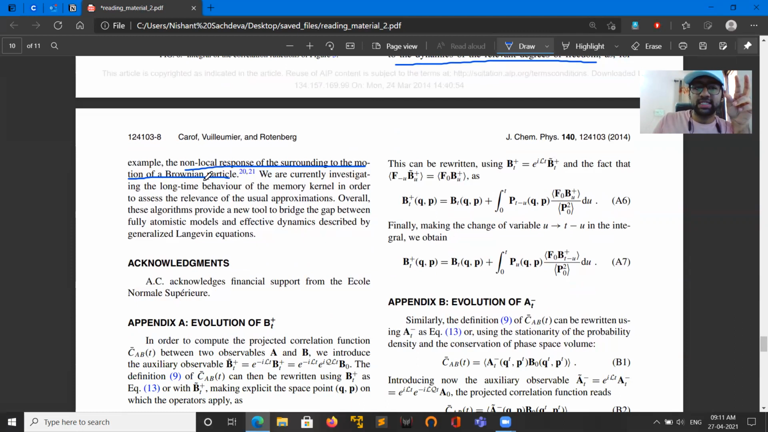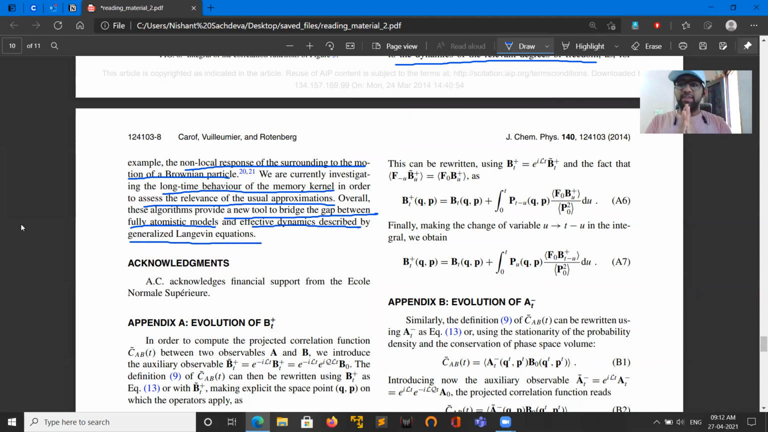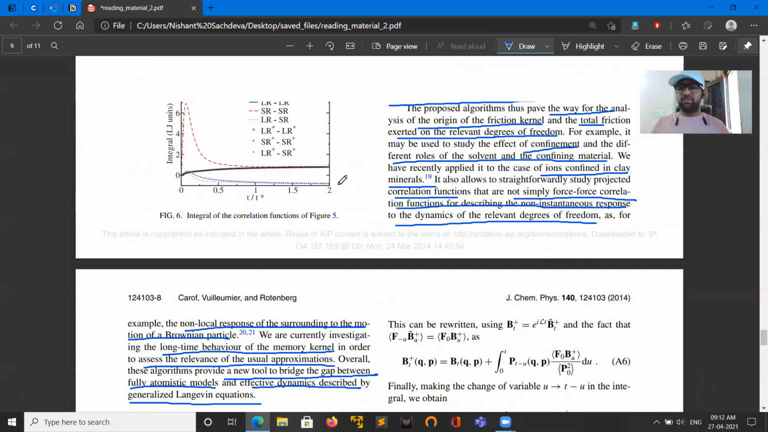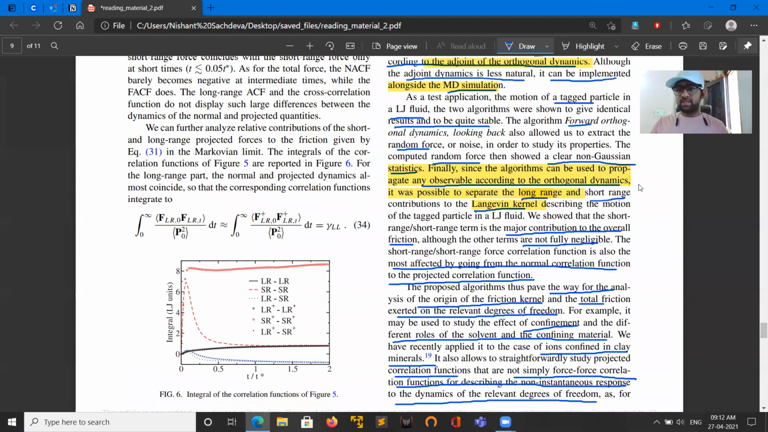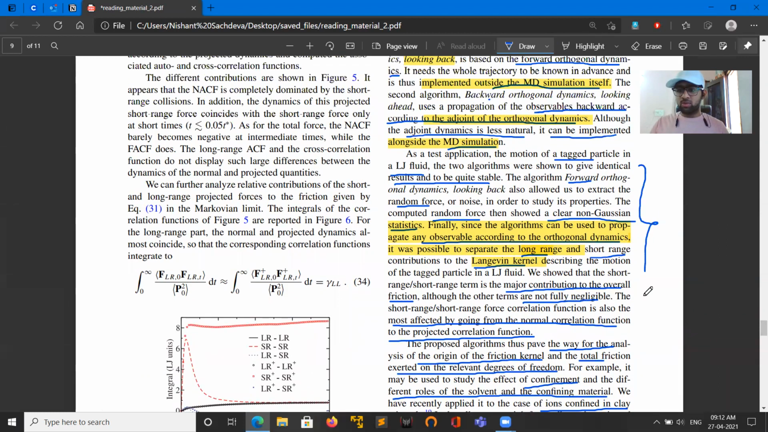We are currently investigating, which means this is what the people who wrote this paper are working on. They are investigating the long time behavior of the memory kernel in order to assess the relevance of the usual approximations. Overall, these algorithms provide a new tool to bridge the gap between fully atomistic models and effective dynamics described by the generalized Langevin equations. We have a fair idea of what they do and a little bit of the structure of the algorithm.